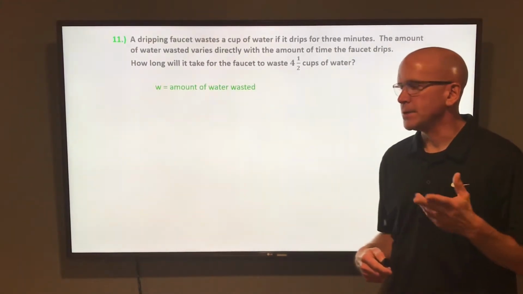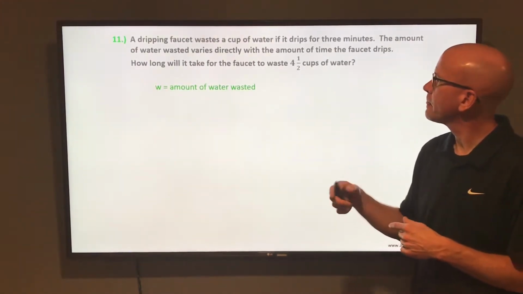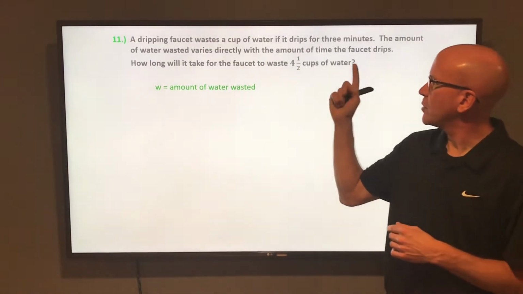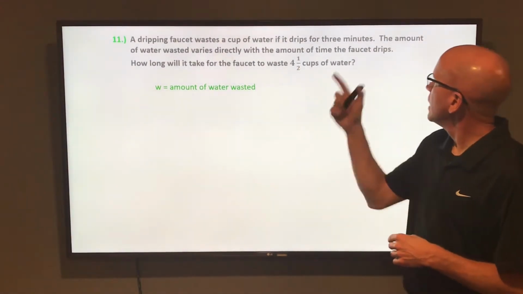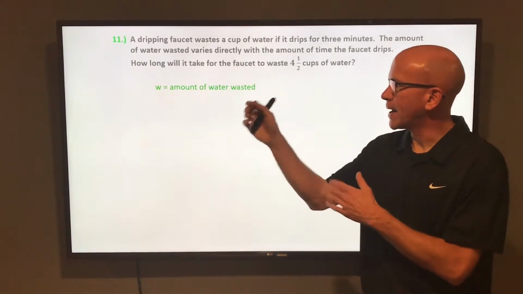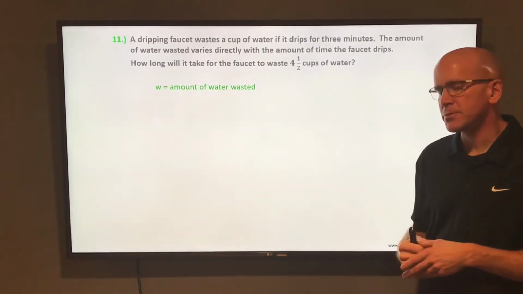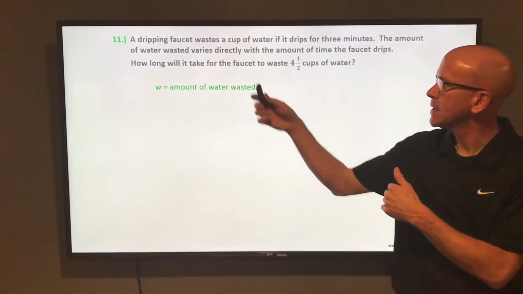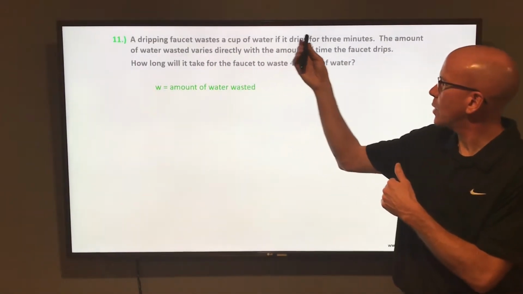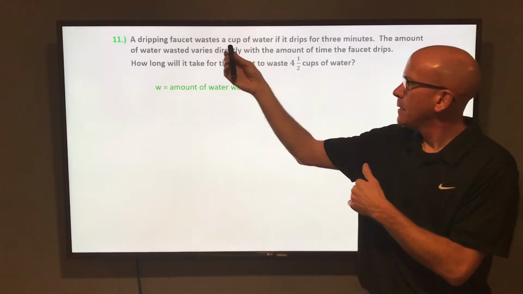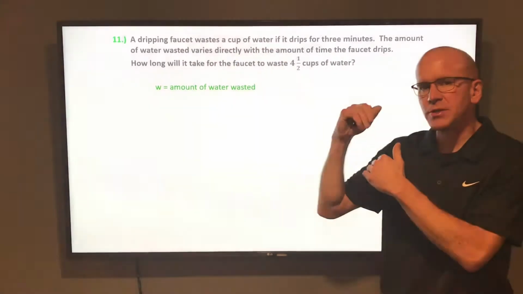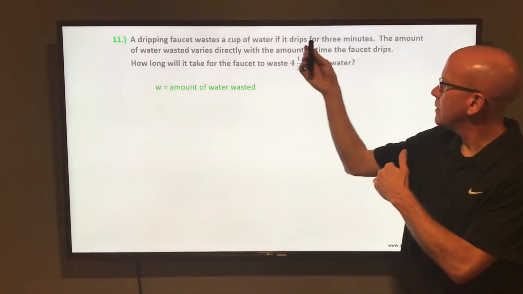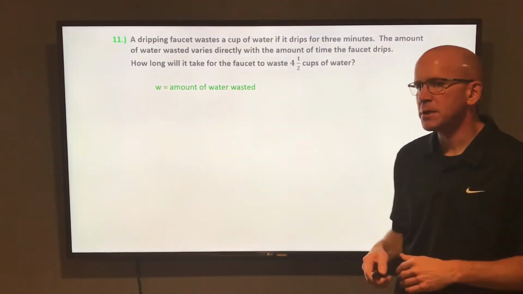You can do this two ways. You could set up a proportion. If it wastes 1 cup for every 3 minutes, and the amount of water wasted varies directly with the amount of time the faucet drips. Remember, y varies directly with x. That's written in the form y equals kx. If the water wasted varies directly with the time, then remember each time you divide y by x, each time you divide the water wasted by the time, it's going to be the same thing.